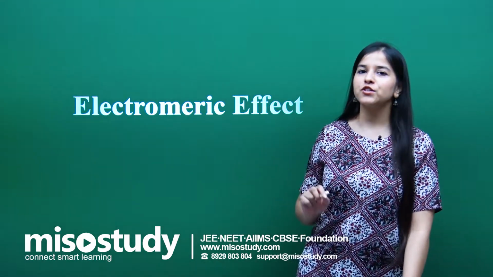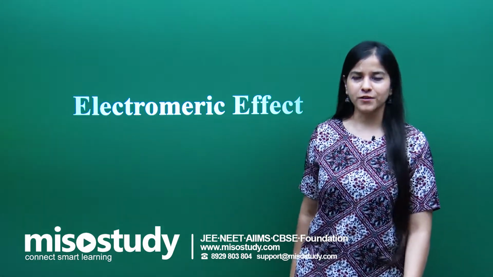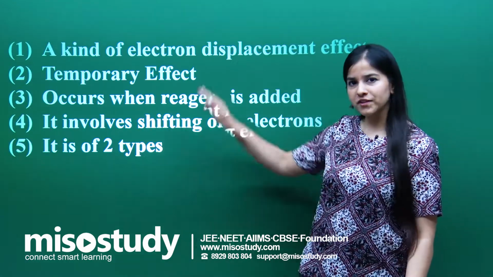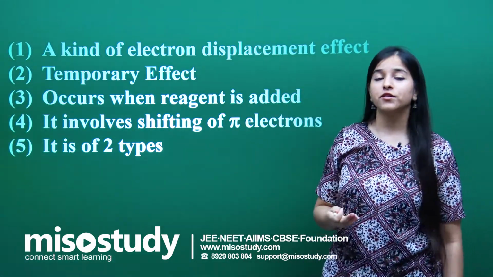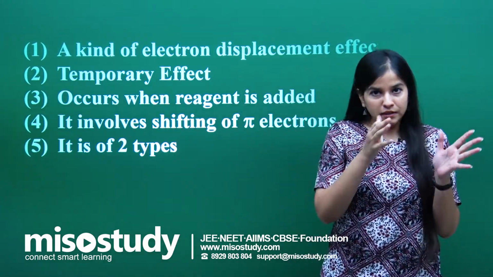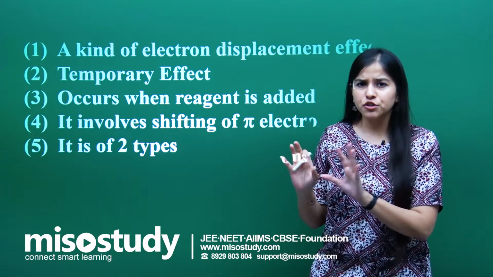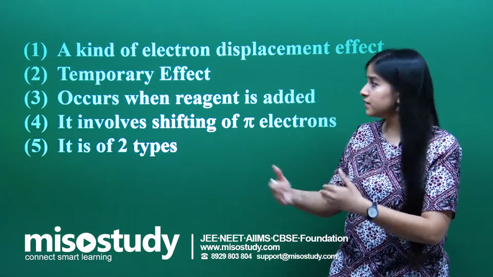In this particular video we will be discussing certain key points about it, and it will be a very short one. So let's move on to some of the key points. First of all, it's an electron displacement effect. Now, what is an electron displacement effect? That means the electrons are displaced from one carbon to another, usually carbons, or maybe from one atom to another. That is how the displacement occurs.